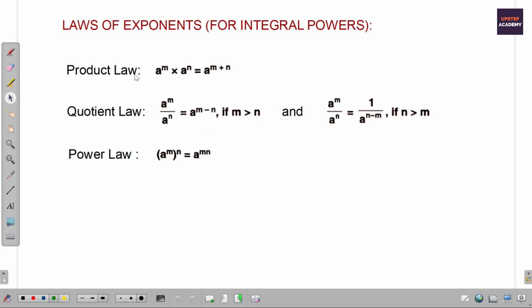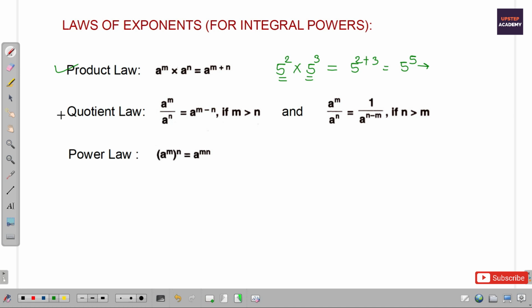So the very first law you can see over here is the product law. The product law is a raised to m into a raised to n equal to a raised to m plus n. Let me give you one example of it. See, 5 raised to 2 into 5 raised to 3, then we can write it as 5 raised to 2 plus 3, and it will be 5 raised to 5, and then we can further solve it. But the thing I wanted to tell you is that if the bases are the same in the multiplication, then we can simply add the powers, right? So here the answer will be 5 raised to 5. That is the product law of exponents.